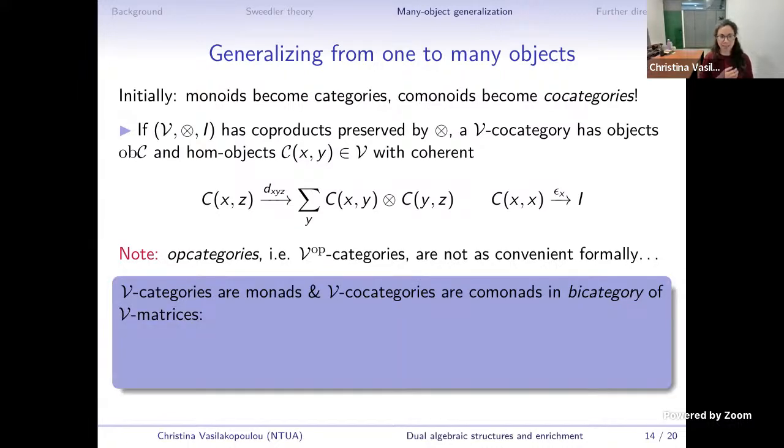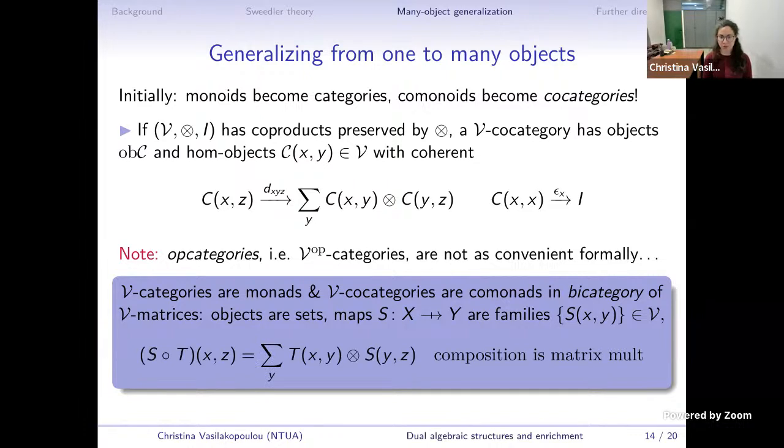And this is the way of doing so, as follows. Exactly, V categories are monads and V co-categories are co-monads in a specific bicategory of V matrices. So what are V matrices? You may have seen them before. The objects are sets and maps are families indexed by the two sets that act as the domain and codomain. The reason this structure was called matrices is that the composition reminds us of composition of matrices like this. So we have a Y running through all possibilities here, taking the sum of this thing. Okay, so we have monads in here and comonads in here being the objects of interest.